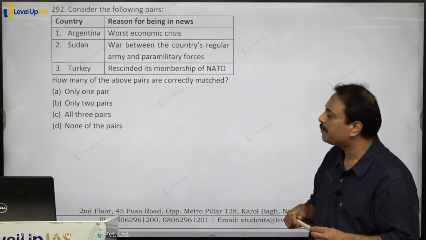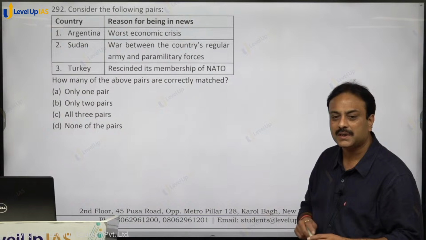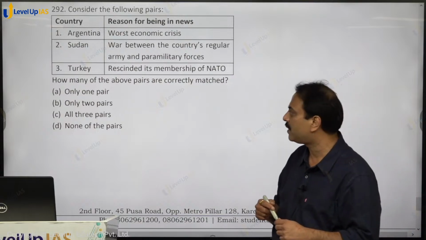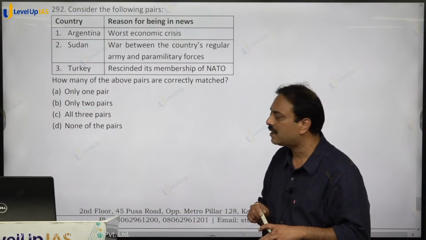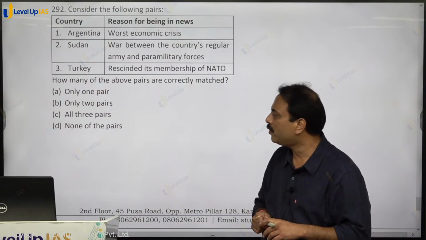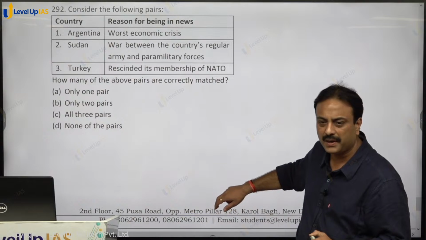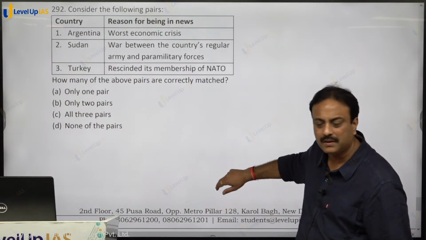Turkey rescinded its membership of NATO. Turkey is having the membership of NATO. It never gave the membership of NATO. So 1 and 2 are correctly matched, and third is incorrect. So only 2 pairs. Option B for Bombay shall be the right answer. Clear on that?